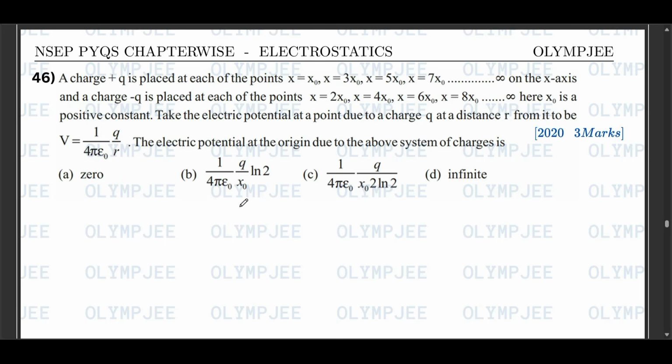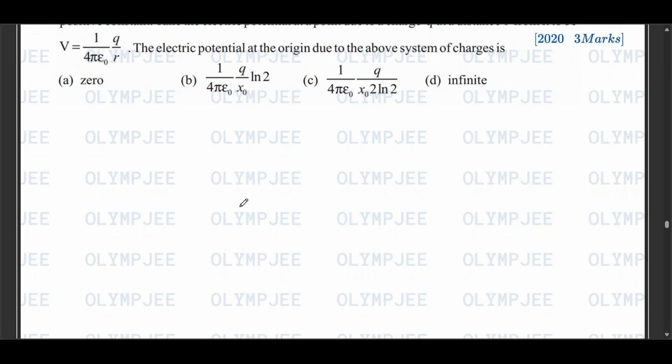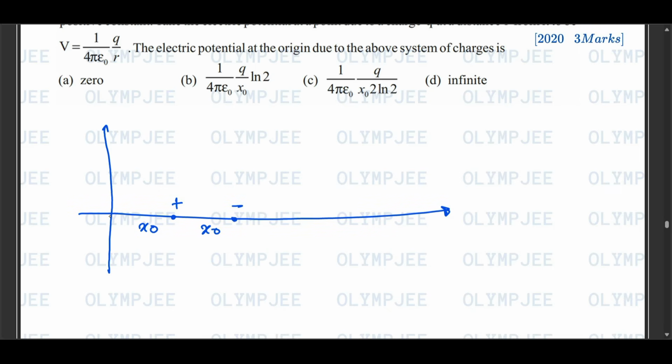The electric potential at the origin due to the above system is, okay, so let me draw the diagram. The diagram is like this, and plus charge is kept at x naught, then at a distance x naught it is minus, because from origin at 2x naught distance minus charge was kept, so from plus charge it will be x naught, and after x naught positive charge, after x naught negative charge, right? So and so on. So let me write the potentials.